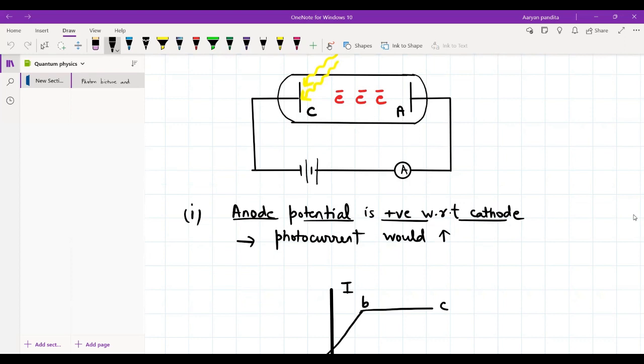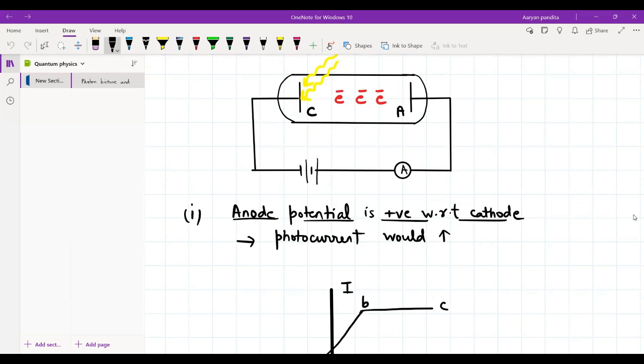And in this particular situation, the effect of the space charge becomes negligible, and every electron that comes out of the cathode reaches the anode, and therefore the current becomes constant. And if you want to increase the current, then there is only one way: you could increase the intensity of the light. Otherwise, if you change the potential difference, make this anode potential more positive, the current would not increase, the current would be constant.